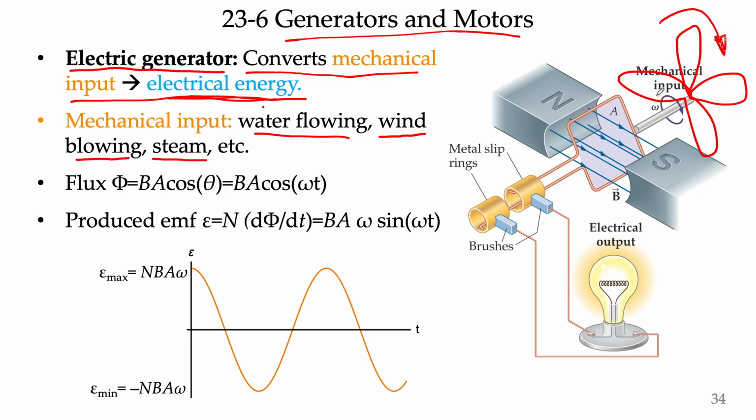Okay, so when this turns, if you look at this loop, the area doesn't change. The area is the same. The magnetic field strength is the same, right? It's coming from these magnets. But what changes is this theta. This theta is actually changing with time. So theta, I can write as omega times t. Omega here is the angular speed.